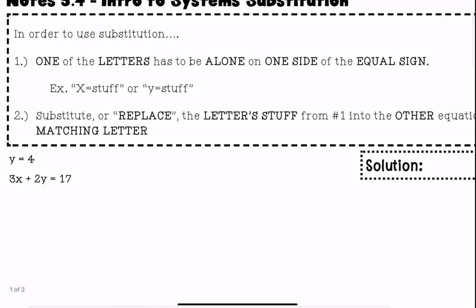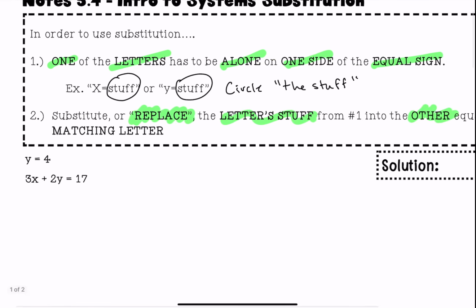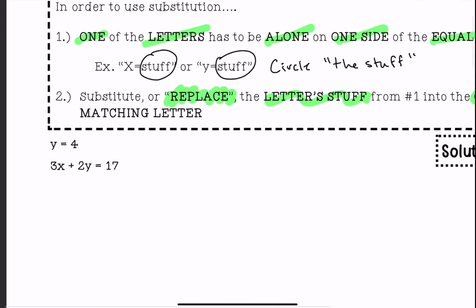All right, so in order to substitute, one of the letters has to be alone on one side of the equal sign. So for example, x equals some stuff or y equals some stuff. What we're going to do is circle the stuff. So if x equals stuff, circle it. Y equals stuff, circle it. Then what you're going to do is substitute or replace the letters stuff from number 1 into the other equation's matching letter. Okay, so let's look at this one.